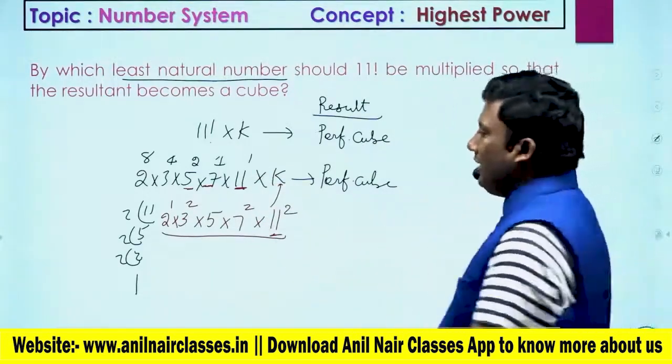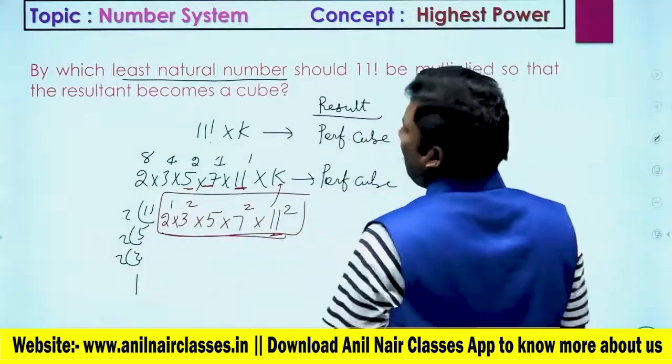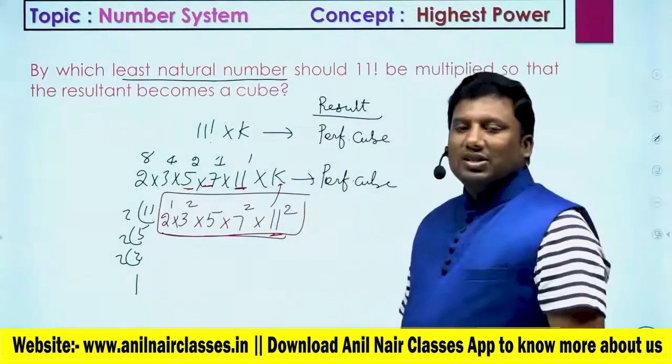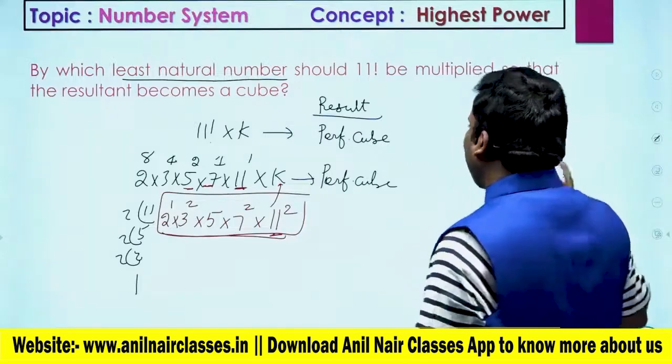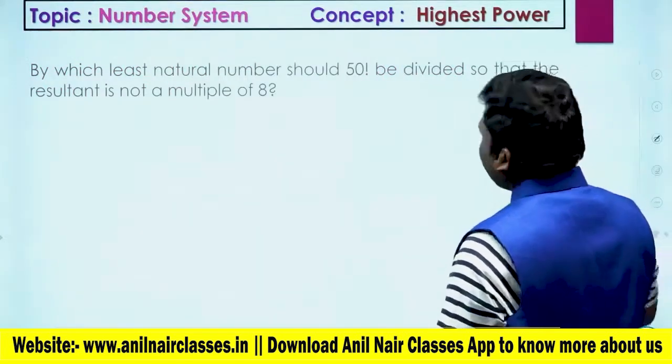I hope the idea is clear. K will take this value such that the resultant is a perfect cube. All the questions are based upon this logic only, sir.